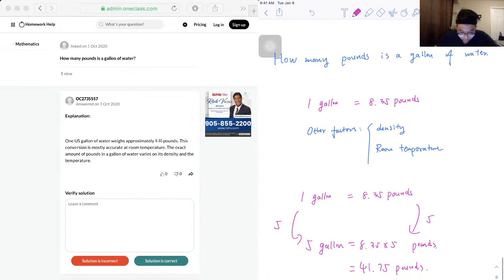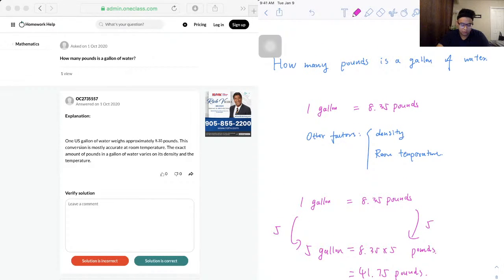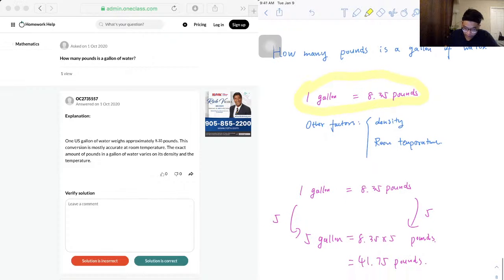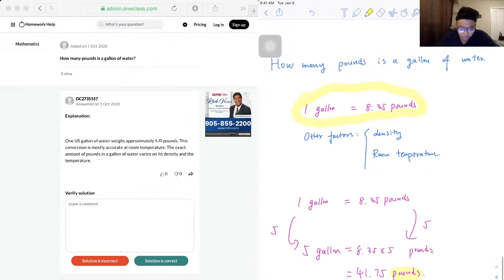Yeah. So whenever you come across a question that asks you to convert one unit to another, you always need to find the conversion factor first and then just do your calculation. Oh, and don't forget your units. Yep. So I think that's all we got for this question.